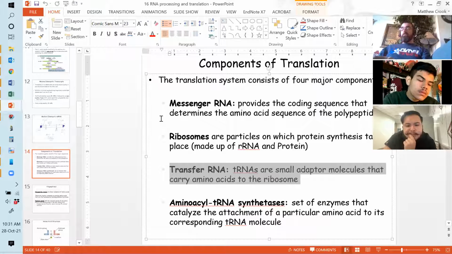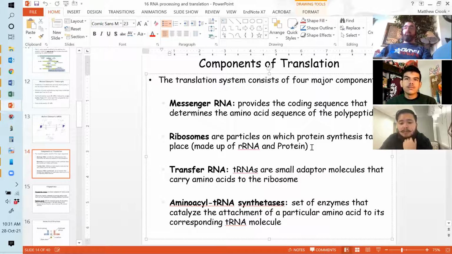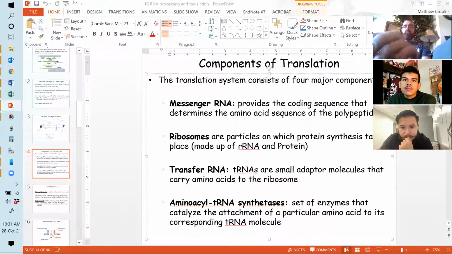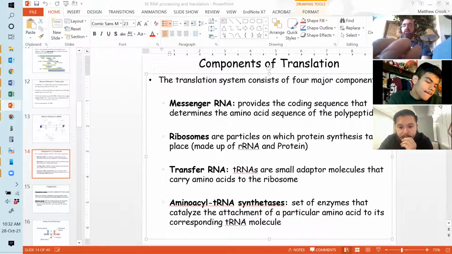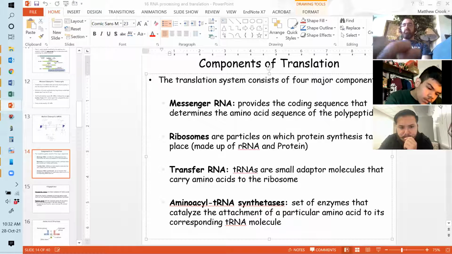Now, obviously, we've got the mRNA, right? Because that's the information that's going to be used to create the polypeptide. We've got ribosomes, which are riboproteins, right? So they are a complex of RNA and protein. And actually, ribosomes are a complex of protein and rRNA. And it's the rRNA that is the enzyme. Remember, I talked about RNA can be both a store of information, or contain information, and act as an enzyme. These are called ribozymes.